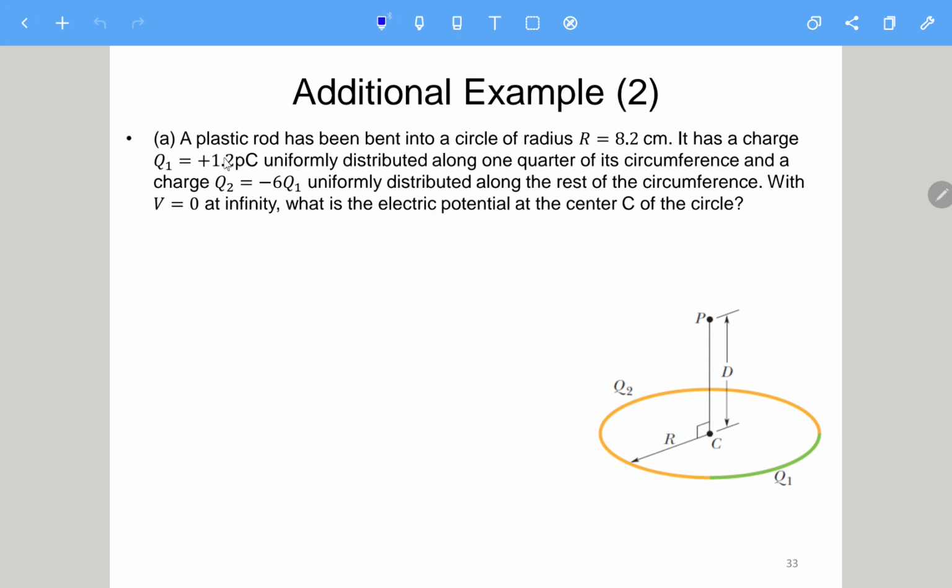So here, a plastic rod has been bent into a circle of radius R equals 8.2 centimeter. It has a charge Q1 equal to 1.2 picocoulomb, uniformly distributed along one quarter of its circumference, and a charge Q2 equals negative 6 Q1, uniformly distributed along the rest of the circumference. So here we have two segments. One of them is this part, and the other one is this part. Q1 is distributed along a quarter of a circle, and Q2 is distributed along three quarters of a circle. It asks, with V equals zero at infinity, what is the electric potential at the center C of the circle? So it just asks you the potential at this point.